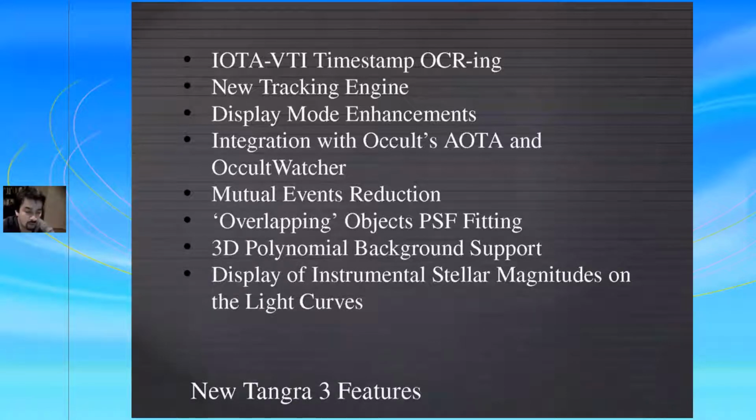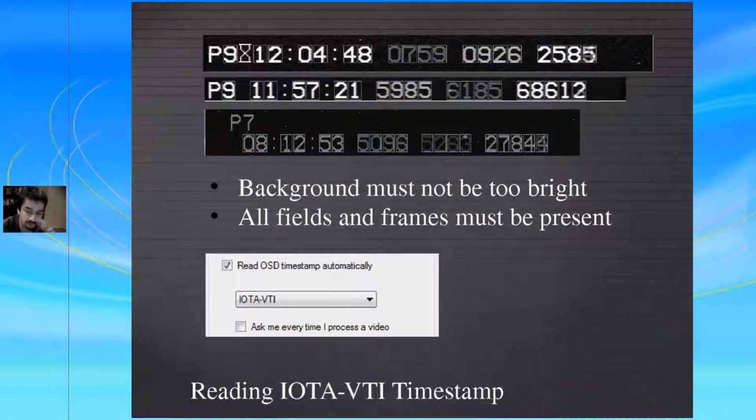It also includes an improvement to the background fitting by trying to model the glare of Jupiter if the satellites are close to it. And finally, I also added a thing in the light curves where stellar magnitudes can be calculated directly from the light curve. And I'm going to show you the new features one by one.